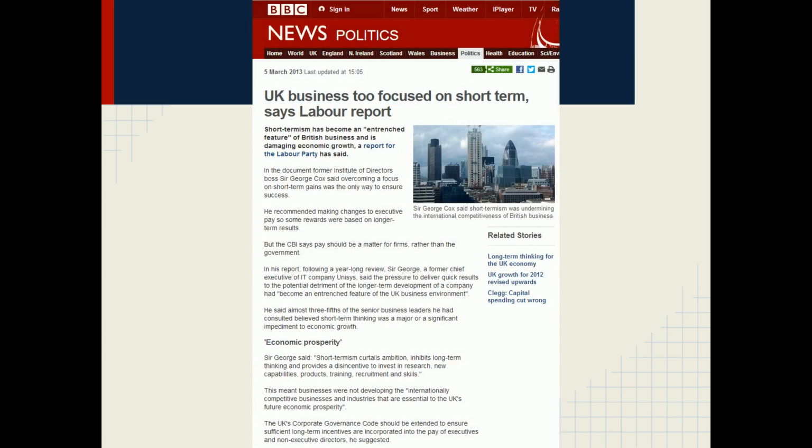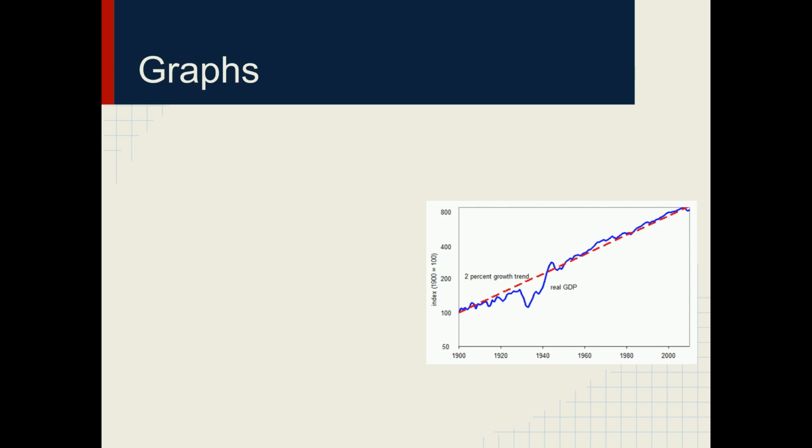Here are some examples of economic growth, taken from the BBC website. In this article, the Labour Party criticises UK businesses, accusing them of not thinking in the long term and not having enough of a focus on economic growth. Here are some examples of graphs that you might see in the exam.